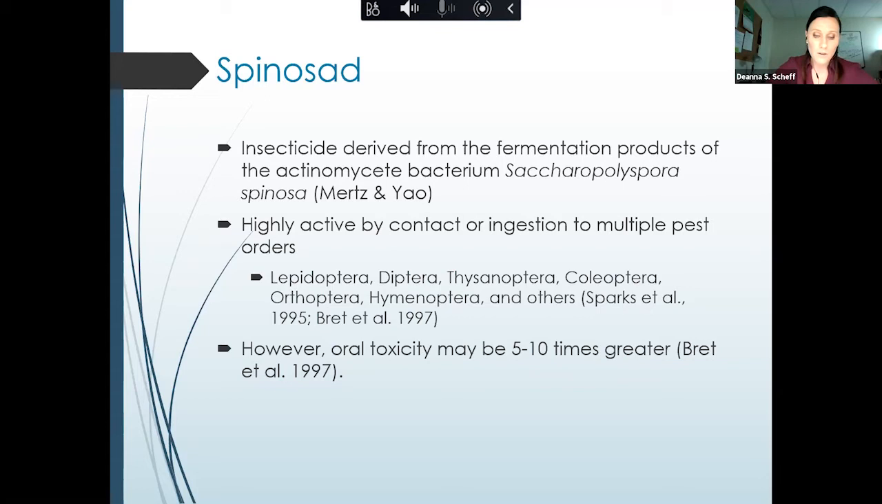Spinosad is also highly active, so it works either by contact or ingestion on a variety of pest orders, including Lepidoptera, Diptera, Hymenoptera, and Coleoptera. There's been numerous amounts of research conducted even with stored product insects, and it's found to be very effective when spinosad is applied as a grain protectant to grain that's being stored long term in silo areas. There's been a few studies looking at the application of spinosad onto a concrete surface or a metal surface, and what we've found is that generally the oral toxicity is about 5 to 10 times greater than the contact toxicity. So it's interesting that this product works really well when it's ingested, not as great as a contact insecticide, but it still has that propensity to work as a contact insecticide.